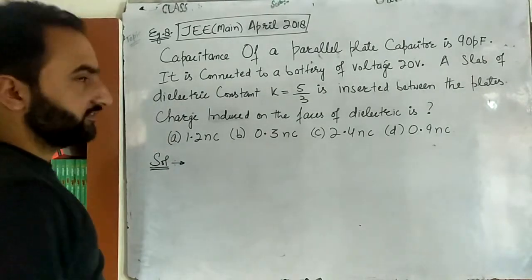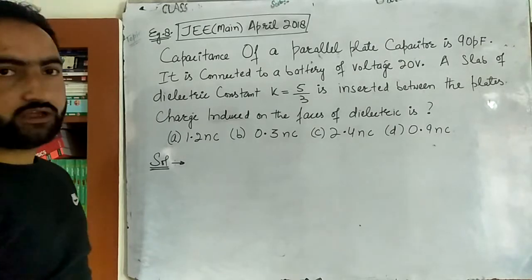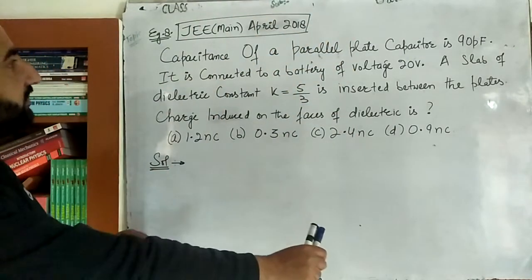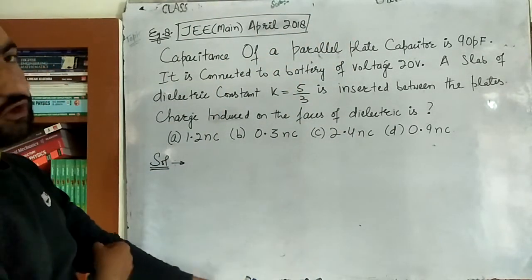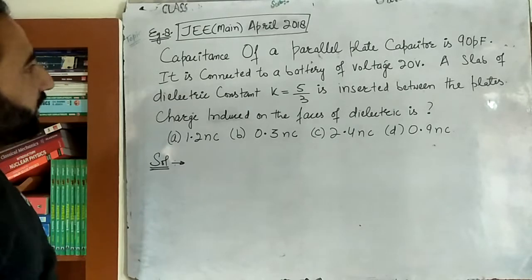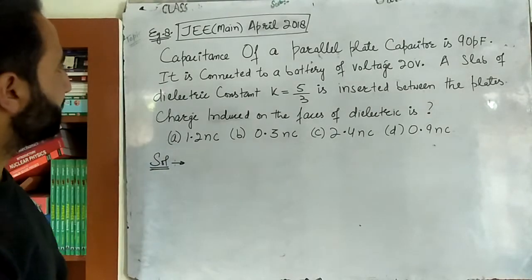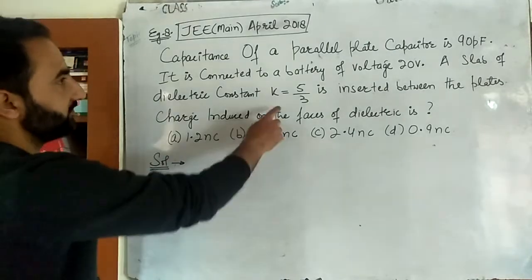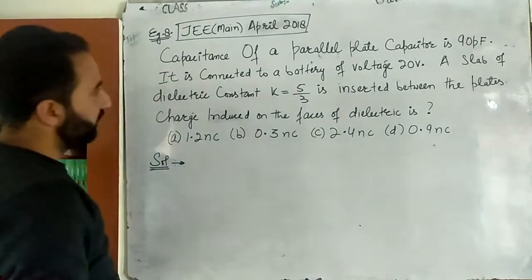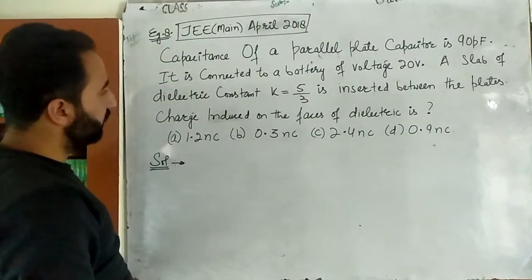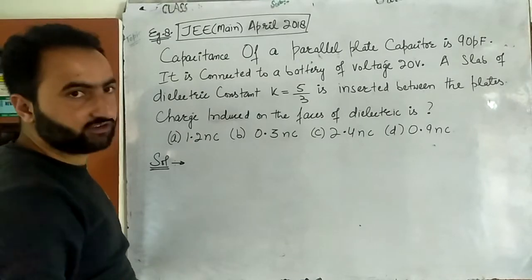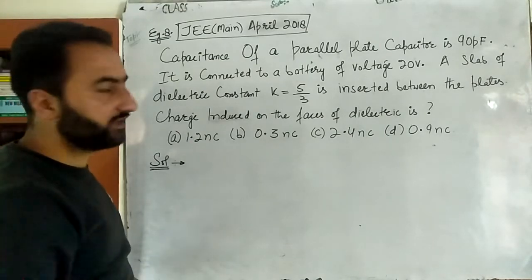Okay, one more example. Example number 8, asked in JEE April 2018. Now the question is like this: capacitance of a parallel plate capacitor is 90 picofarad. It is connected to a battery of voltage 20 volt. A slab of dielectric constant K equal to 5 by 3 is inserted between the plates. Now you will have to calculate the charge induced on the face of the dielectric. That means you have to calculate the induced charge.